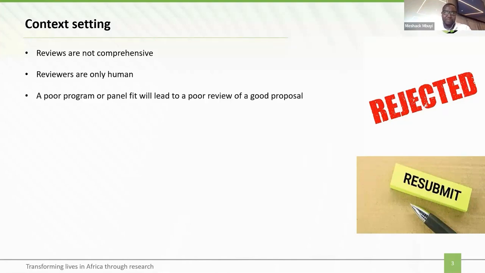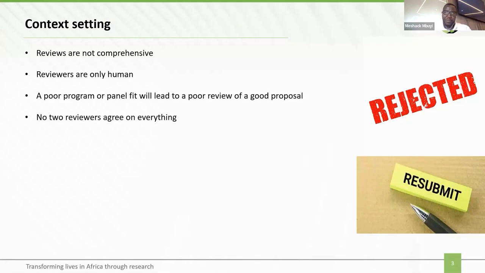Sometimes a poor program or panel fit will lead to a poor review of a good proposal. I guess what we're saying here is you could write a very, very good proposal that even your peers will tell you is an excellent proposal. But when you submit it and it goes for review, it will not score good marks because of a panel fit.